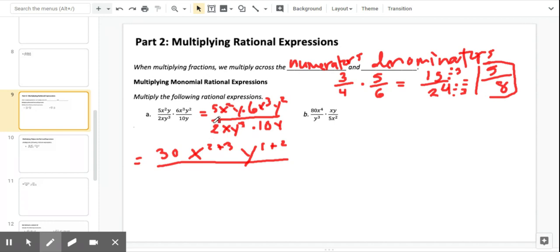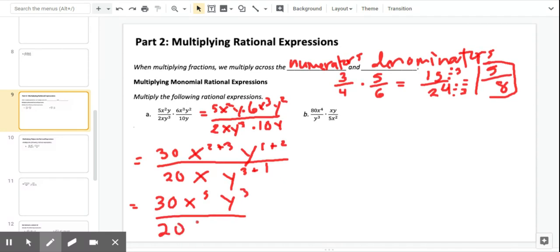Then in the denominator for the coefficients, we have 2 times 10, which is 20. Then we have x to the first, and that's the only x we have, so it's just x. And then we have y to the third times y to the first, so y to the 3 plus 1. Simplifying those exponents, we'll have 30x to the fifth y to the third over 20x y to the fourth.